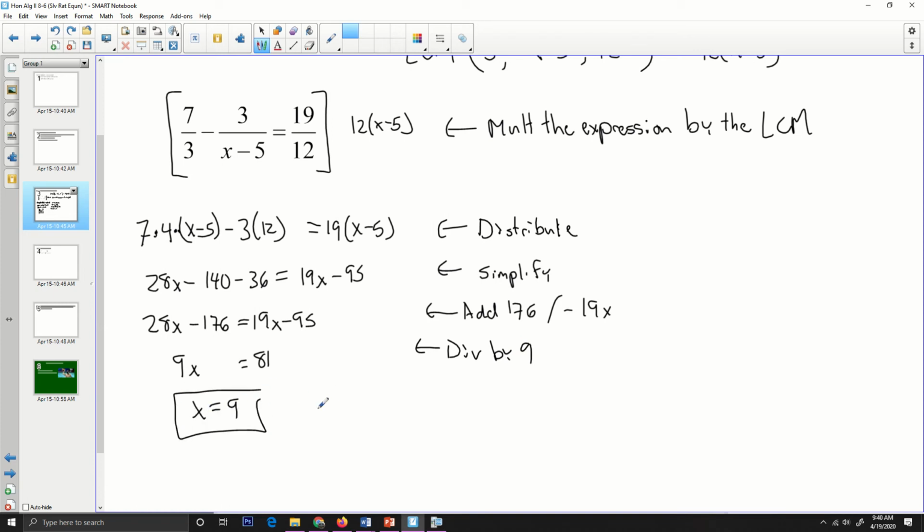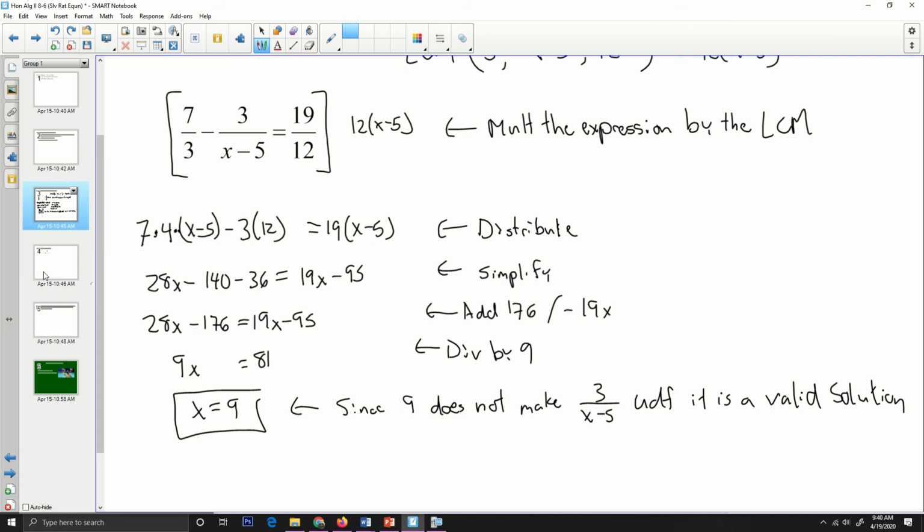And since 9 does not make 3 over x minus 5 undefined, it is a valid solution.